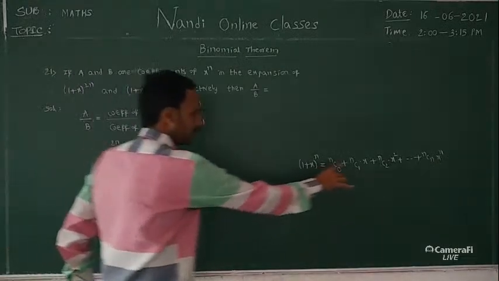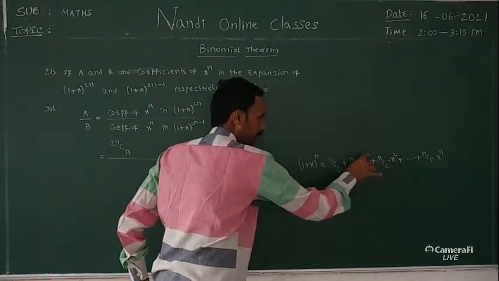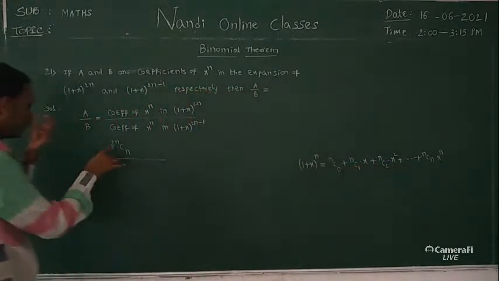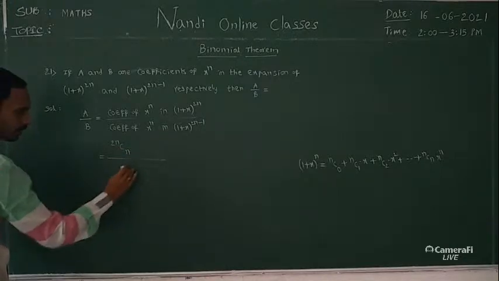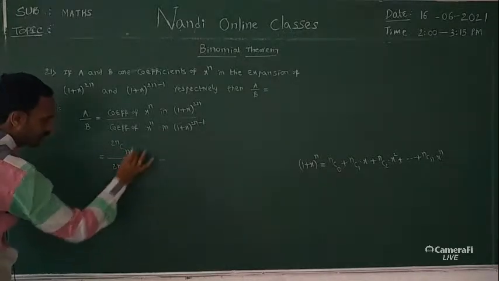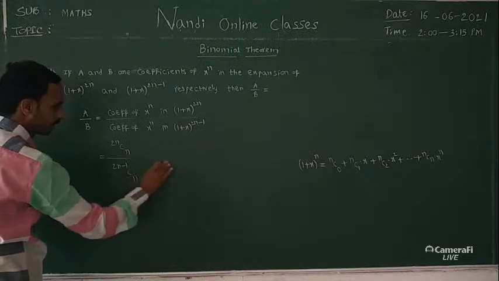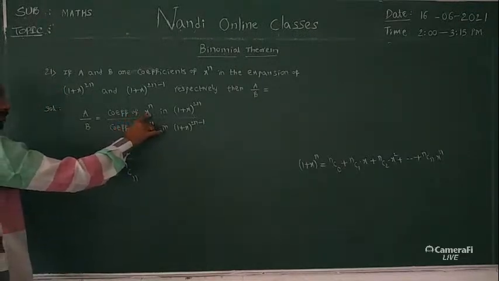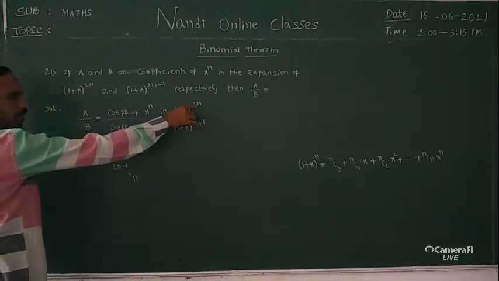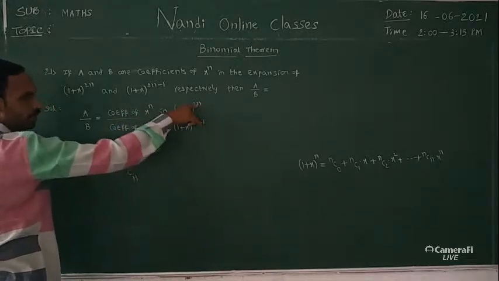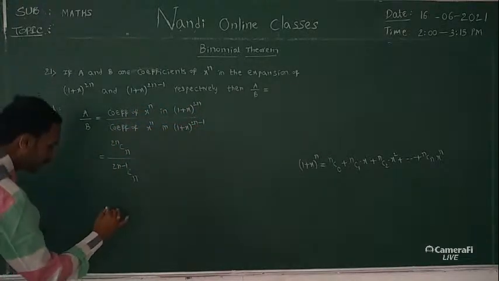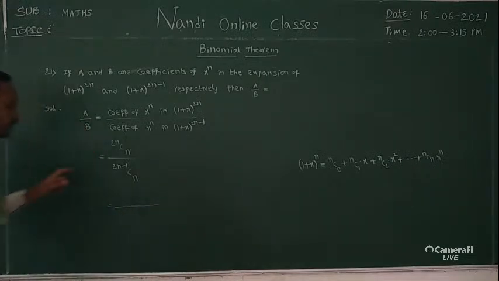See, x square has nC2, x has nC1, x power r has nCr. Same, 2nCn. In this one also, 2n minus 1. See, the x power n coefficient is Cn. Coefficient of x power n in (1 plus x) whole power 2n. The power is n here, and 2n there. So a is 2nCn and b is 2n minus 1 Cn, which is in the form nCr.